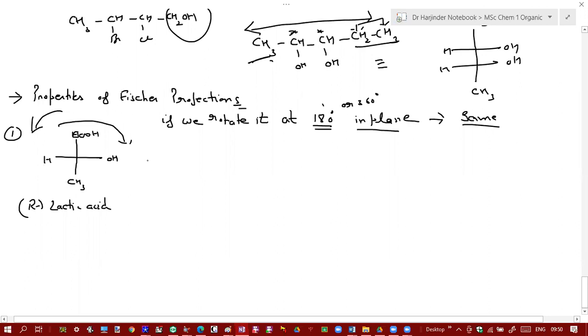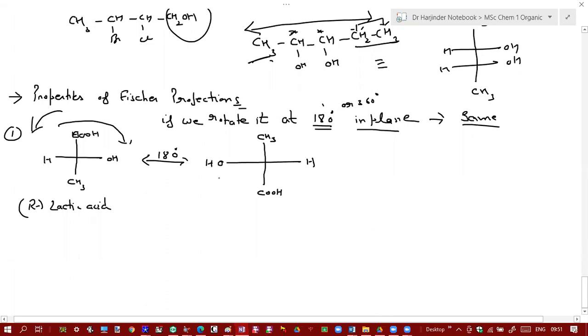So, for example, if you rotate it by 180 degrees, what will be the resultant Fisher projection? What should I write above when you rotate it 180 degrees? CH3 rotates and comes down. This goes above, this will become the carboxylic acid. And what should I write over here? Hydrogen, H, because you have rotated 180 degrees, so this goes over here and OH over here.